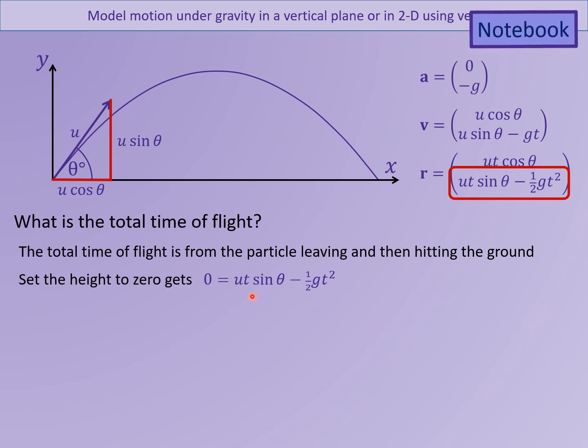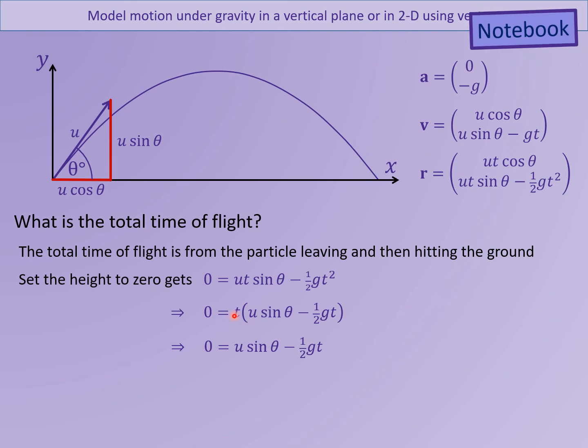So I can use that fact. 0 equals ut sine theta minus a half gt squared. I can simplify that, can't I? I can factorise the t out. That initial t makes sense because that's when the starting height is 0. So I can ignore that one. I don't want that. I want the time it takes to hit the ground the other side.